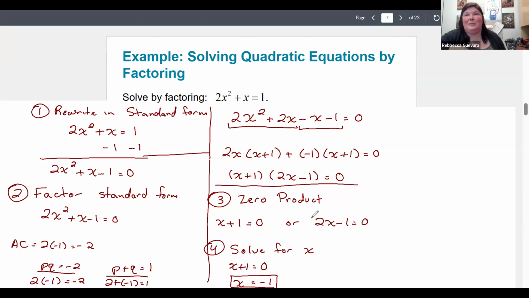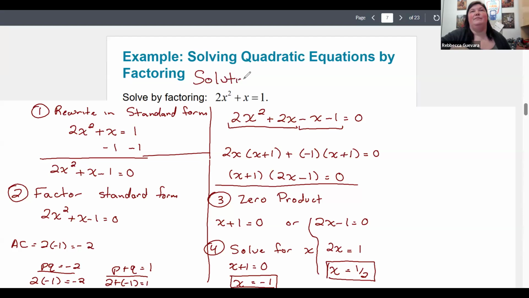I'm going to put this here on the side. So we do the 2x minus 1. We'd have to add the 1 to the other side, then divide by 2. So my other solution would just be x is equal to 1/2. So it looks like my solutions are, we start with the smallest first, so -1, and then the next largest number.